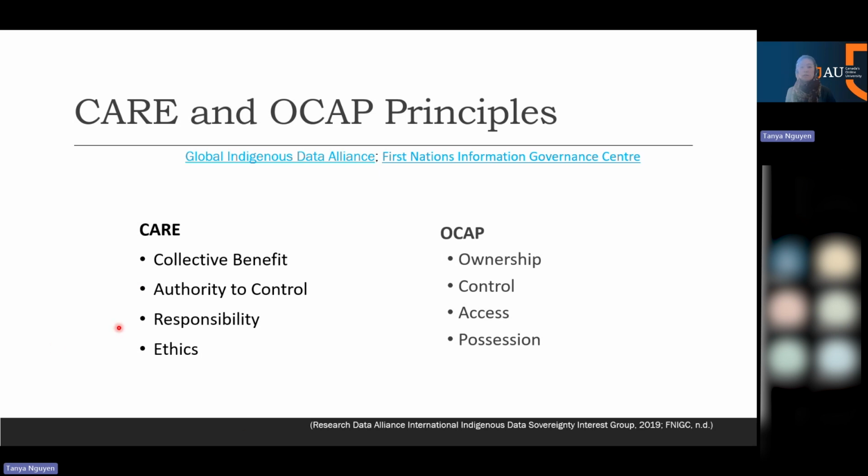Responsibility. Those working with Indigenous data have a responsibility to share how those data are used to support Indigenous people's self-determination and collective benefit. And ethics. So Indigenous people's rights and well-being should be the primary concern at all stages of the data life cycle and across the data ecosystem.